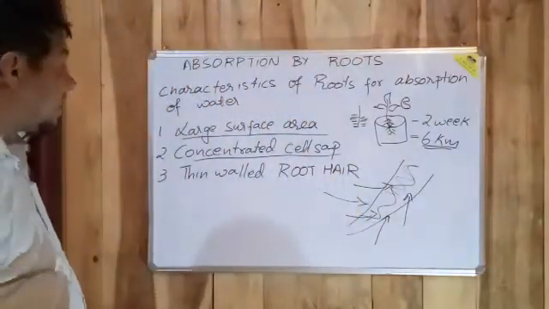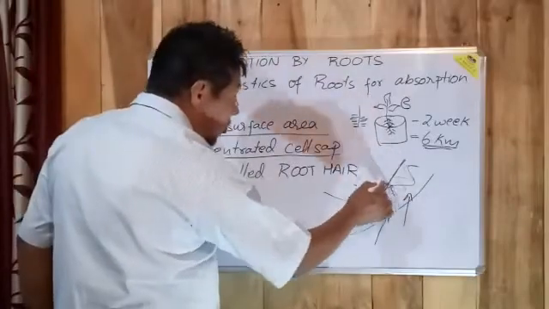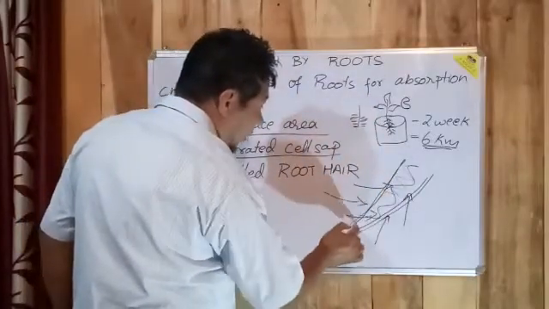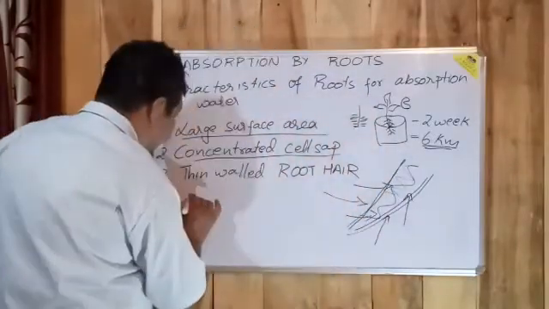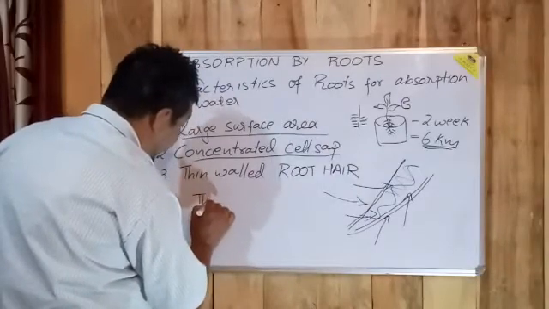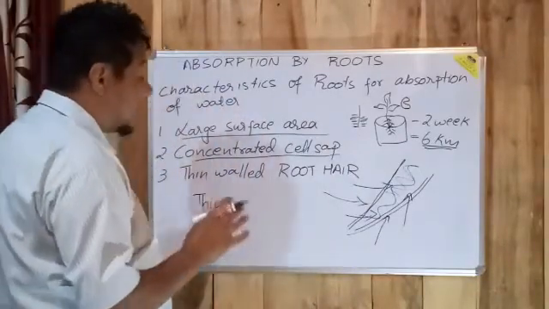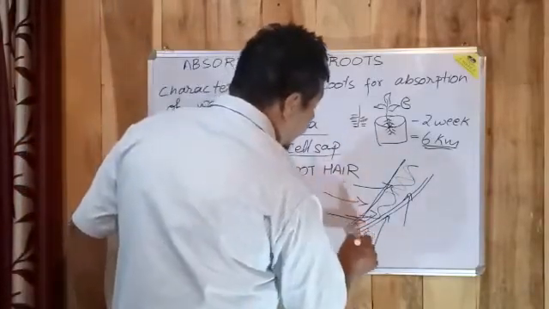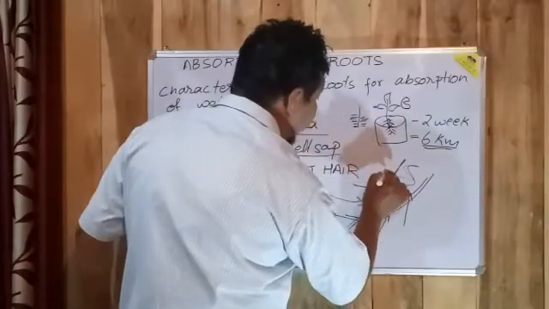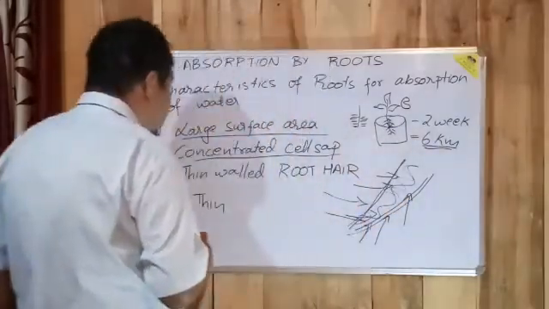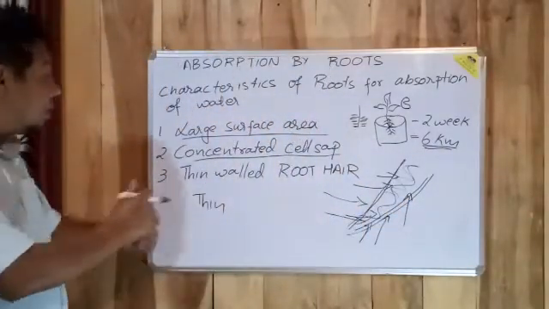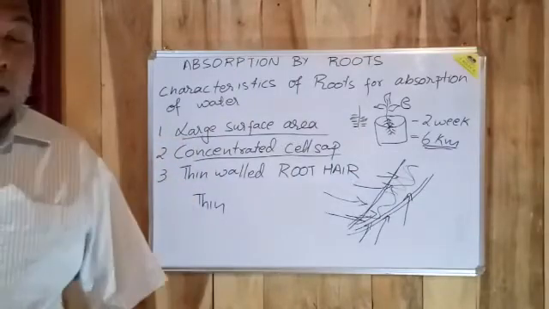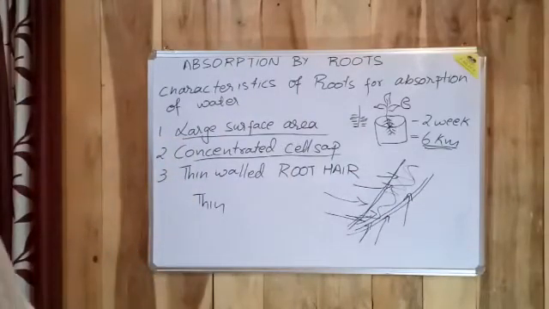And the next one, obviously, is that the walls of the root hair are very, very thin. Because of their thin nature, they easily allow water from the adjoining cells or from the adjoining soil to go inside the root hair. Okay, so those were the characteristics of the root for absorption of water.